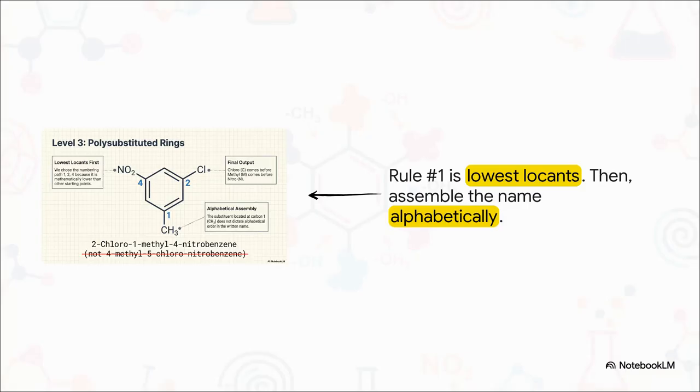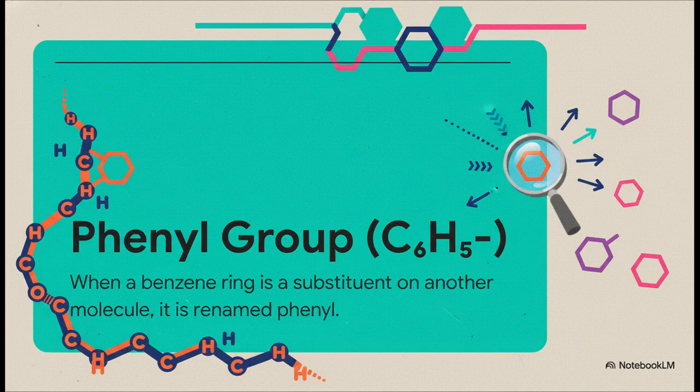This example right here brings it all together. First, we have to apply that lowest locant rule. We could try starting at any of the groups, but if you work it out, only starting at the methyl group gives us the lowest possible set of numbers, 1, 2, 4. Any other starting point would give us a higher set. So we've got our numbers. Then, to write the final name, we ignore the numbers for a second and we just assemble the name alphabetically. Chloro comes before methyl, and methyl comes before nitro. Put it all together and you get 2-chloro-1-methyl-4-nitrobenzene.